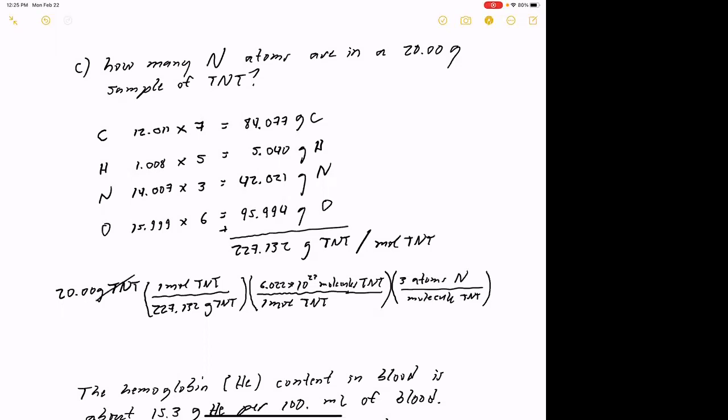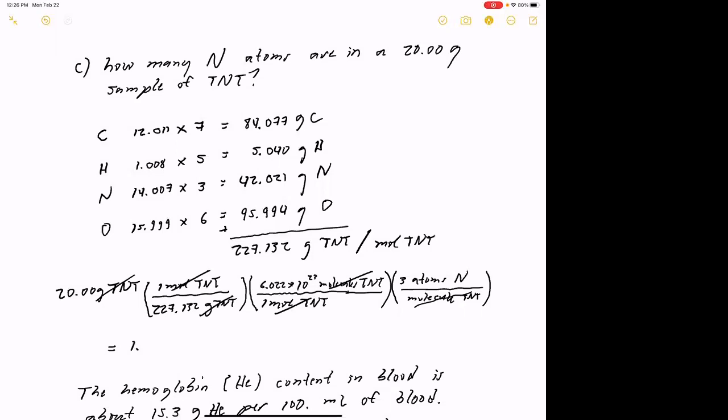Grams of TNT will cancel with grams of TNT. Moles of TNT should cancel with moles of TNT. Molecules of TNT will cancel with molecules of TNT, and I'm left with atoms of nitrogen. Everything else in there is a conversion except for the molar mass calculation. We got 6 sig figs in that, so we're not going to be limited there. So my final answer is going to be good to 4 sig figs. I will work this out to be 1.59 and change.